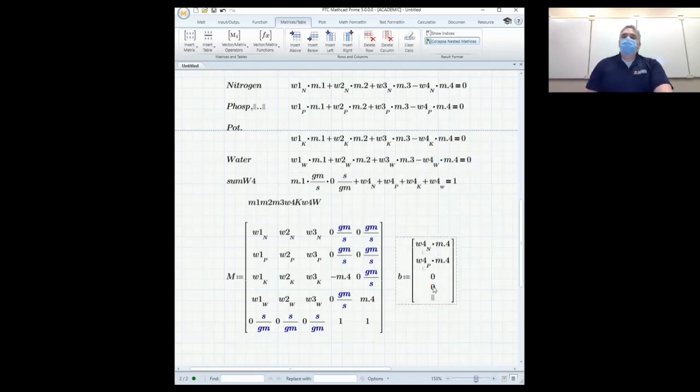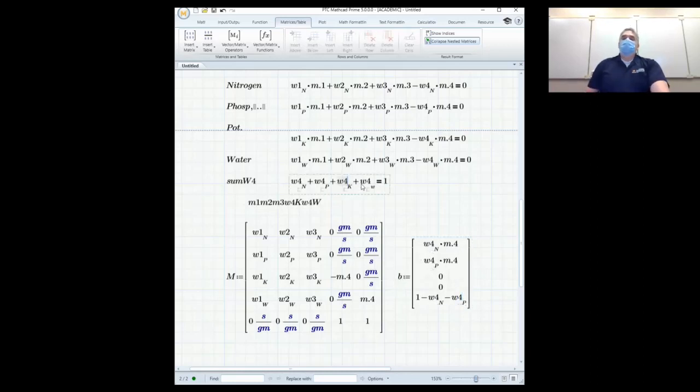We get another 0. Now on this last one, let me get rid of this term. It's because it's 0 basically. This is known and this is known. So these two here need to move to the other side of the equation. So the other side of the equation here is going to be 1 and then minus the W4N, because it's known, minus W4P. This is unknown and this is unknown. That's why they're in their columns in this matrix. All right, so now this is the setup.